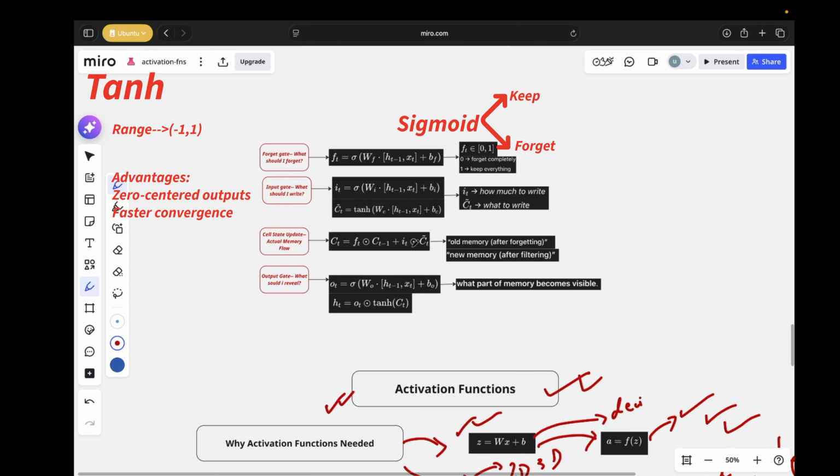Let's see here. In LSTMs, there are four gates: forget gate, input gate, cell state update, and output gate. If you don't know LSTM, please comment in the box. I will try and explain it in the next video.